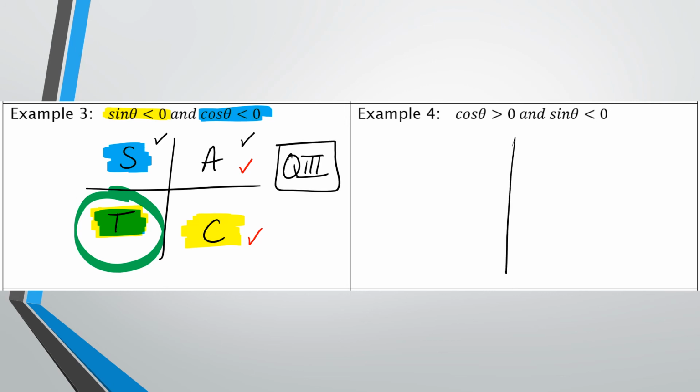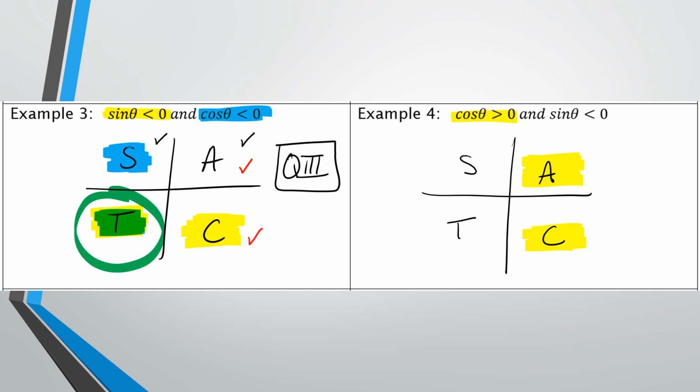Last example. So the first thing you always do is you draw your X and Y axis, and then you put in your ASTC. And now we're going to go through and figure out where I highlight twice. So the first one is cosine is greater than 0. That means positive. So everything's always positive in quadrant 1. And then cosine would be positive in quadrant 4, because that's what the C stands for.